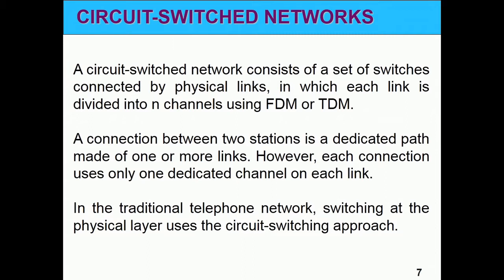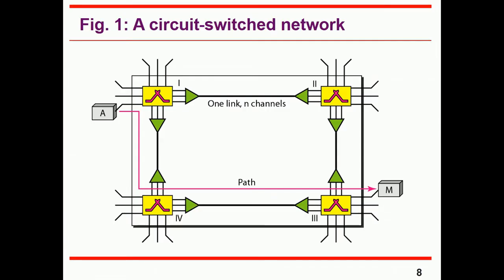A connection between two stations is a dedicated path made of one or more links. Each connection uses only one dedicated channel on each link. In the traditional telephone network, switching at the physical layer uses the circuit switching approach. There are three steps in circuit switching networks. This is how this concept is used. It is shown in the diagram.